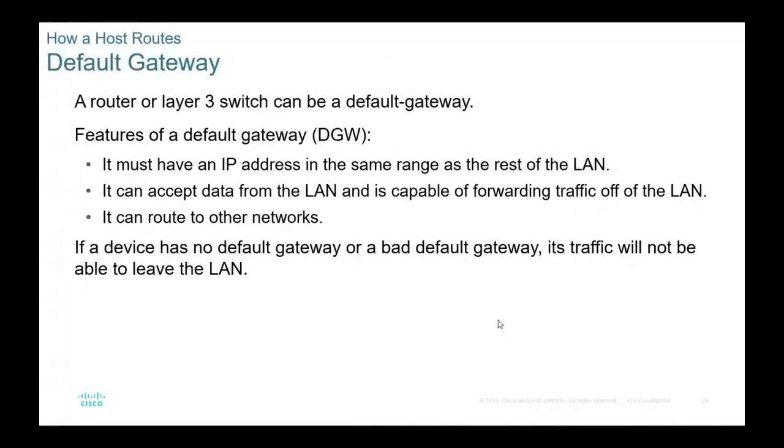The default gateway, which can be a router or layer 3 switch, is sometimes expressed as DGW. It must have an IP address in the same range as the LAN. Basically, remember what we said? The gateway is this door. It has to have one side inside this network and one side outside of this network. So if it has one side in, the IP address on this interface must be on the same network as this one. Okay?